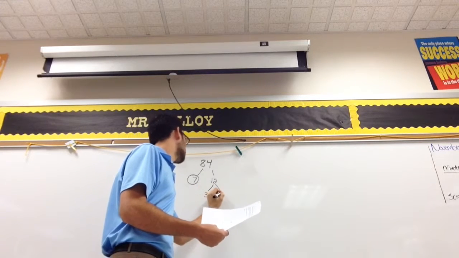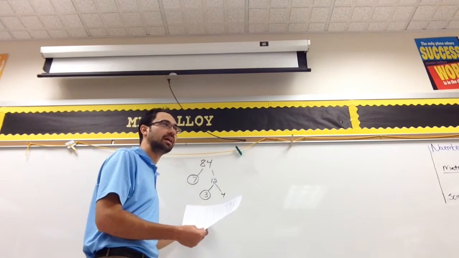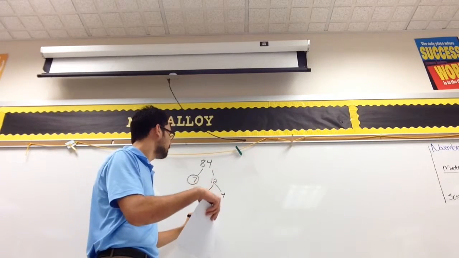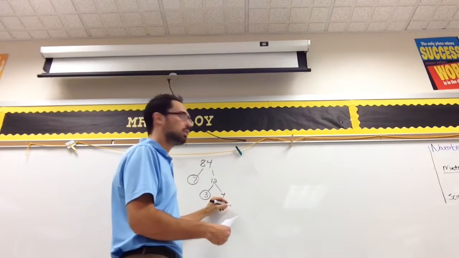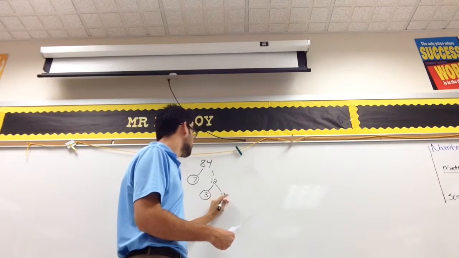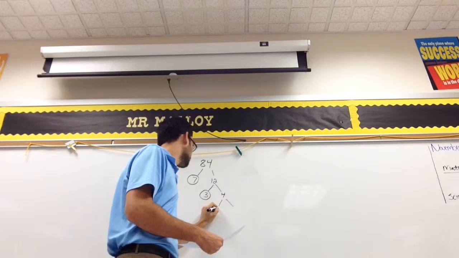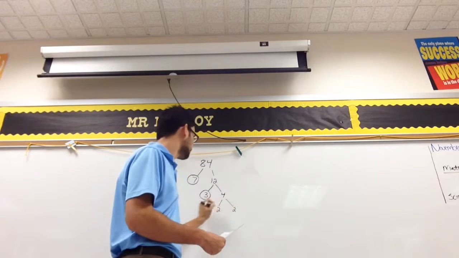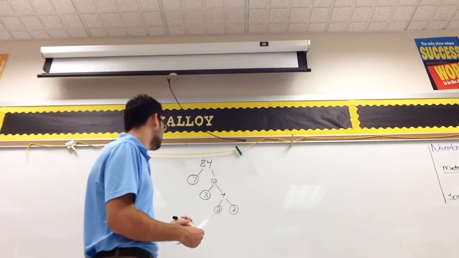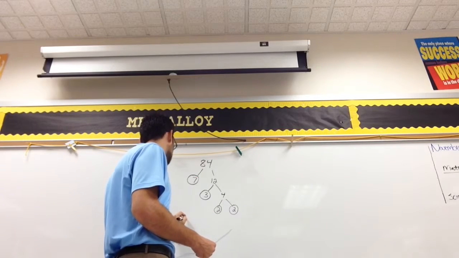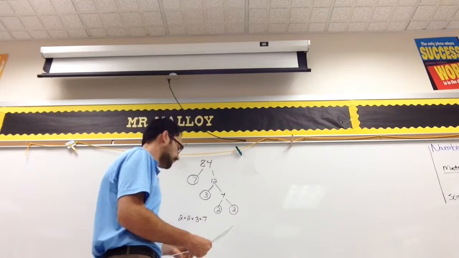I'm going to use 3 and 4. I know 3 is prime. It only has two factors, 1 and itself. And 4 is even, so I know that can be broken down because the only even prime number is 2. So that breaks down into 2 and 2. So the prime factorization of this would be 2 times 2 times 3 times 7.